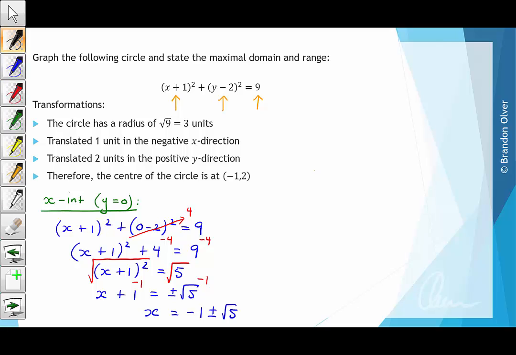So that means we have our two x-intercepts. We have one at (-1 - √5, 0), and we have our other one at (-1 + √5, 0).